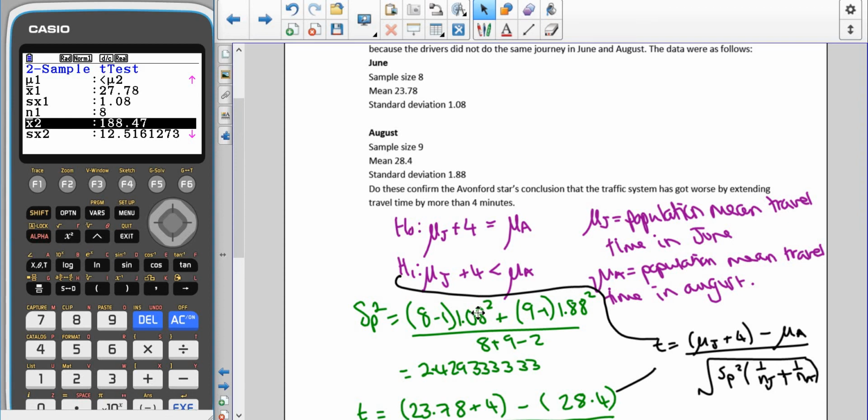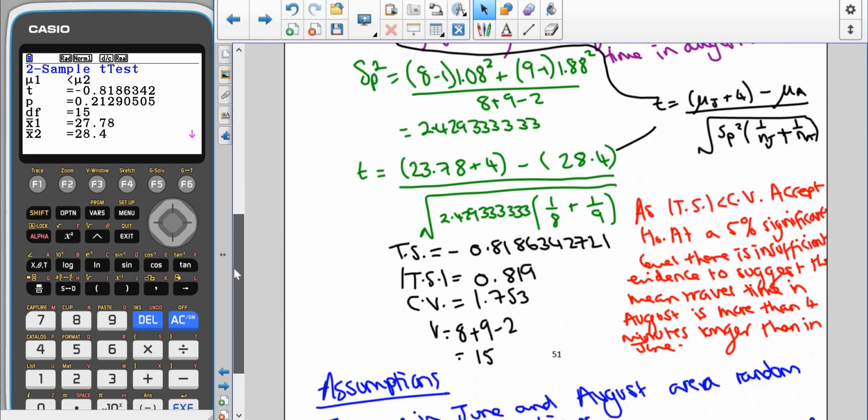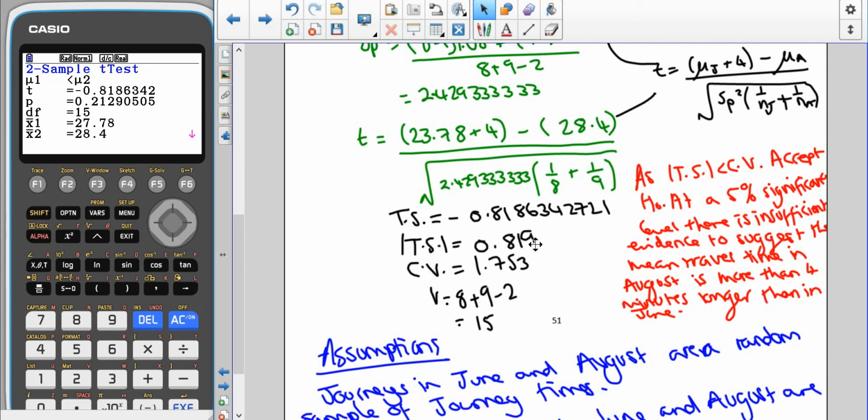And for the second group, we're not adding anything onto the August side, so we're just going to have 28.4. The sample standard deviation is 1.88. And then the number of pieces of data is 9. Just double check I've put the right symbol in at the top. Yes, I did. Okay, so then when we click exit, we've got 0.819. And here our test statistic was 0.819. So this is a way that in the exam you can check your answers.